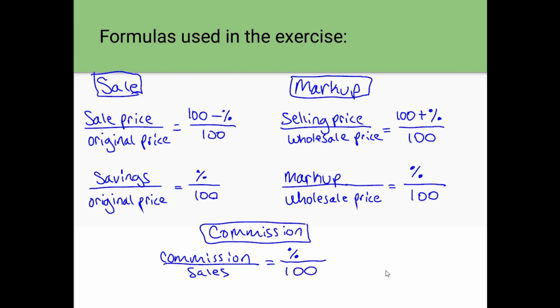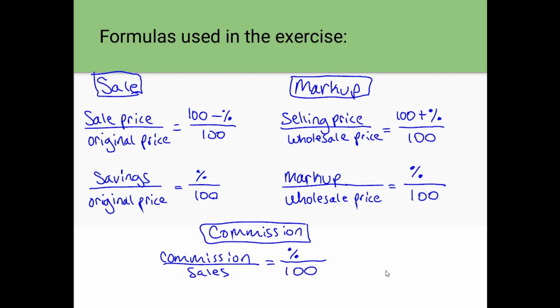If we look at these formulas, sale price and selling price have a really similar formula, except for sale price, it's getting less expensive, right? It's a sale, so we subtract the percent. But if it's a markup, if we're looking for the selling price, we add on the percent, where it's going to get more expensive. Savings, markup, commission, they all feel like they have the same thing going on.